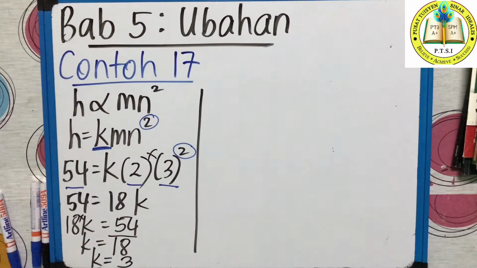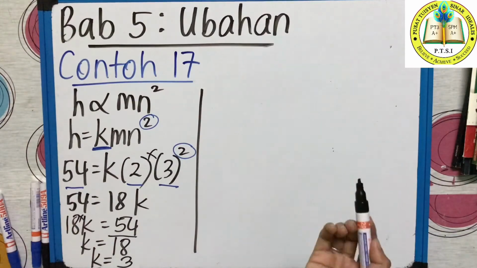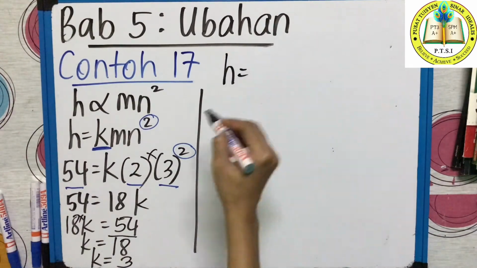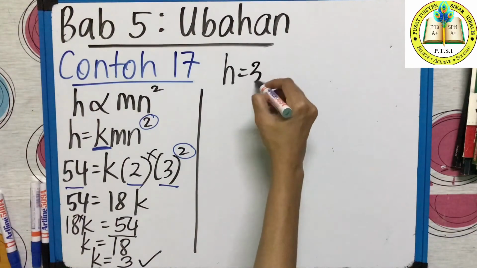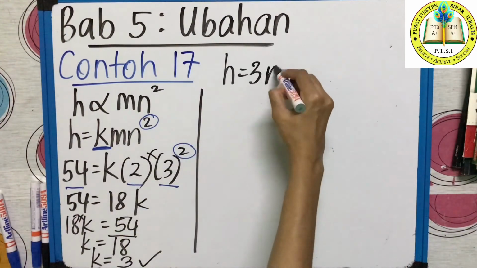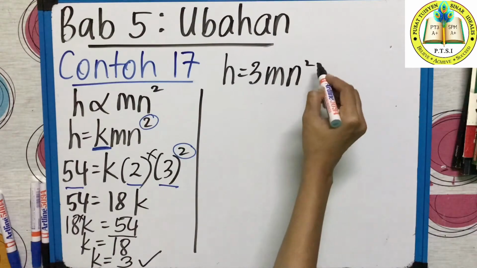So ini adalah jalan kerja pertama. The first working, you get the K. Lepas kamu dapat K, write the equation. What is the equation? Ungkapkan. So H sama dengan K. Nilai K kamu dapat 3. So teacher put 3. And then M. And then N kuasa 2.